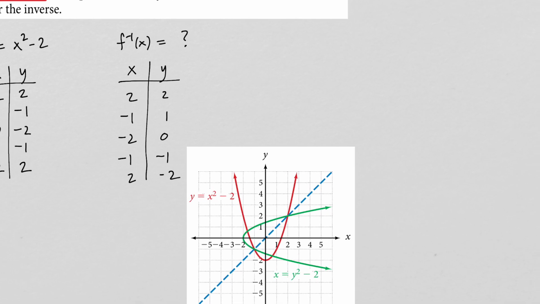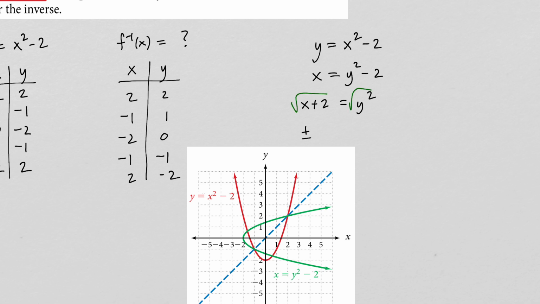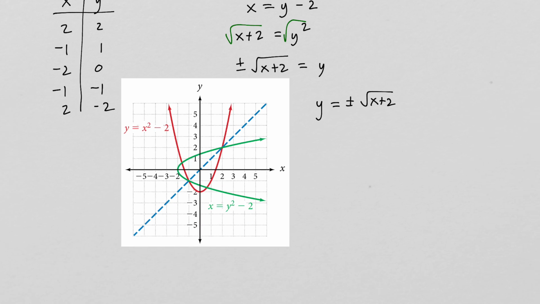So how do I do this part here? Well, remember, we have y equals x squared minus 2. That was our original. We're going to switch x and y. And then we're going to solve for y. So if I add 2 to both sides, I get this. And then if I take the square root of both sides, something really interesting happens here. I get plus or minus the square root of x plus 2 is equal to y. So y is equal to plus or minus the square root of x plus 2. What's interesting about this is it's actually not a function.